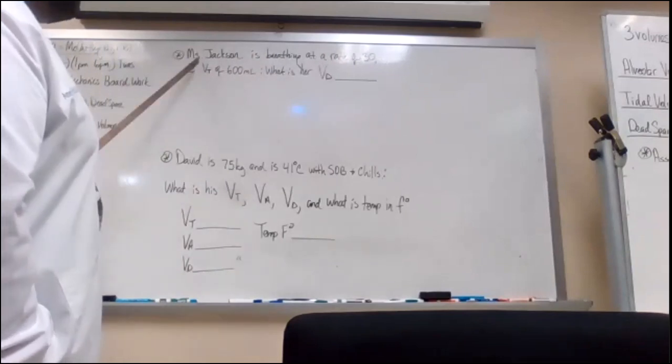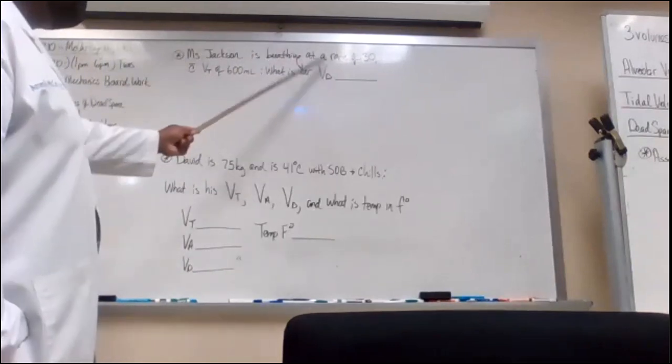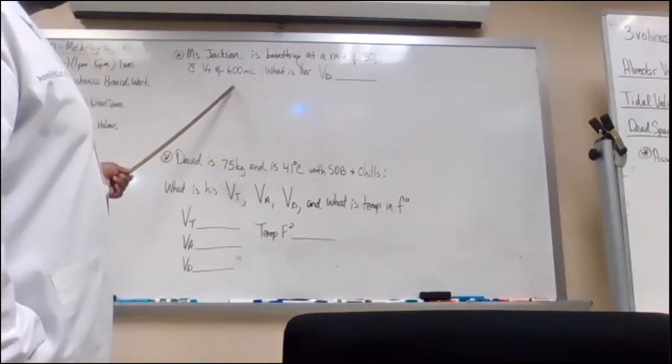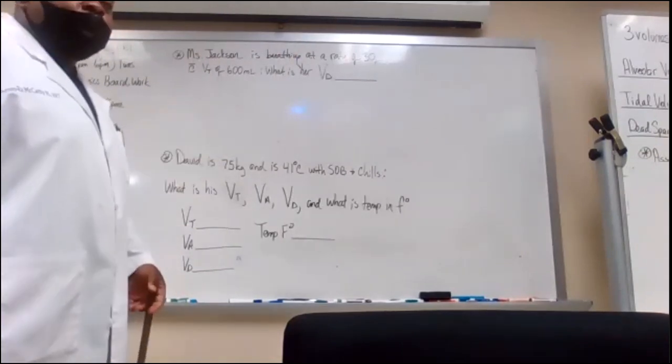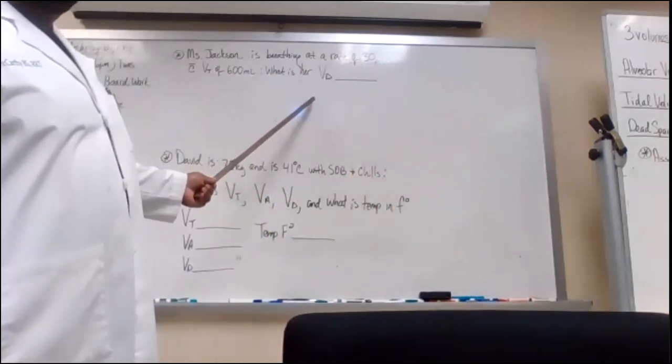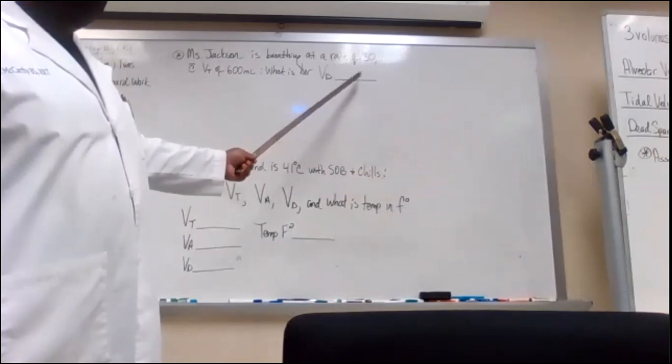See, all of this was fluff. Her rate at 30, her tidal volume at 600, that was just extra. That was just some fluff, right? You didn't have what you needed to answer that question, so you have to put 150.